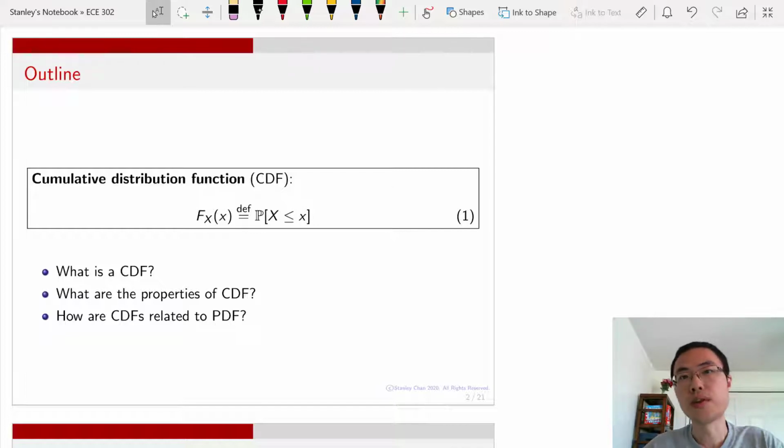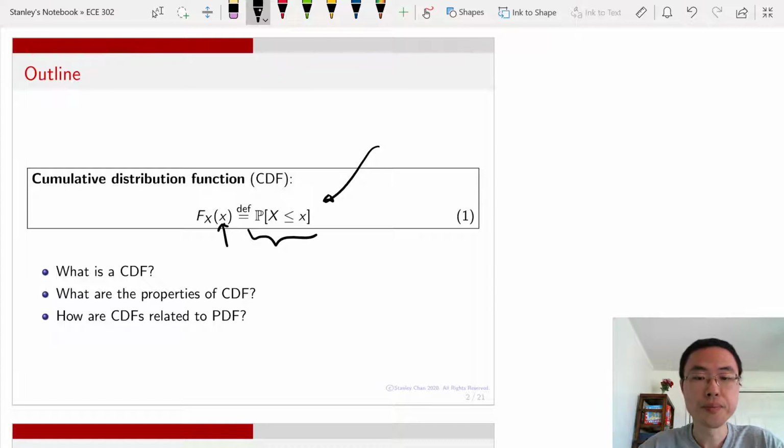There are three things we want to discuss for this CDF. One, what is CDF? As you can see in this slide, I'm defining the CDF with this very simple definition: the CDF of a random variable X evaluated at this x is just the probability that this random variable is less than the state. So this is a very simple definition, but how do we understand it? We're going to discuss the definition and its interpretation.